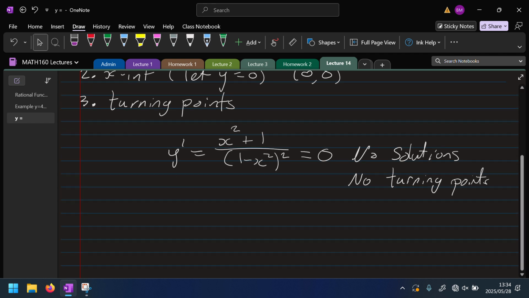Okay, so that didn't help us too much, but let's see what else we can do. But notice we've got y prime is this thing over here. The denominator is squared, so it's always positive. The numerator is never negative because it's x squared. So positive over a positive, it's a positive, which means y prime is always greater than 0. Okay, so what does that mean? It means the gradient is always positive. What does that mean? It means the function is always increasing.